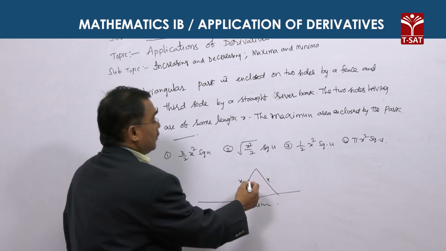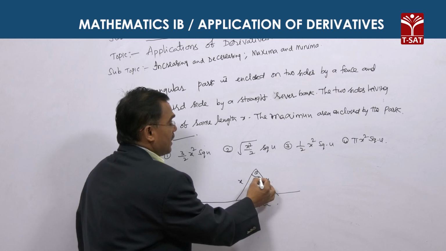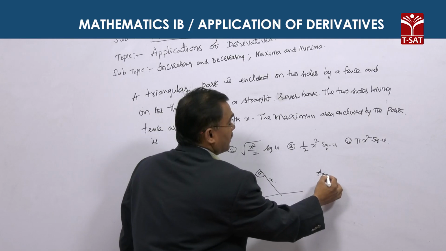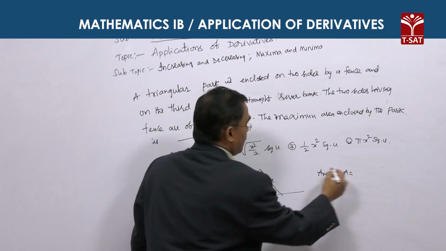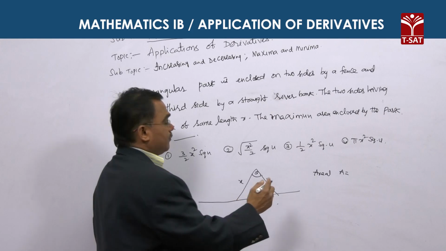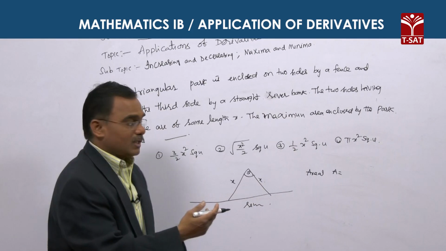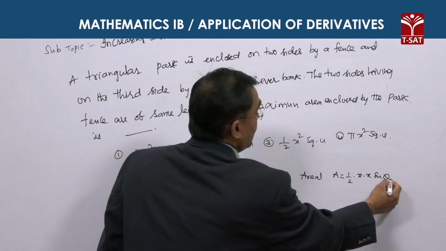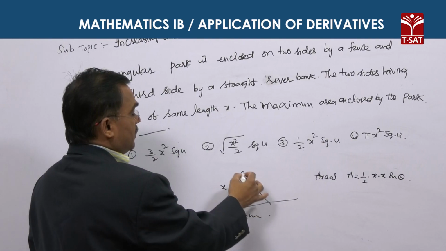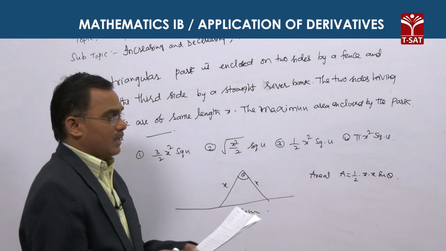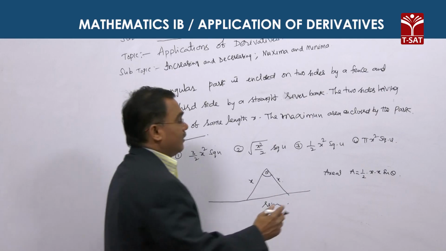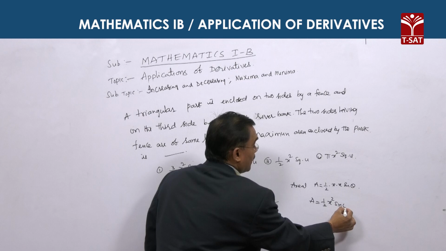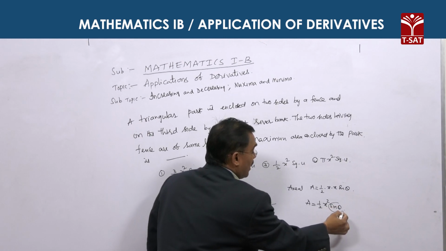Suppose these two equal fencing sides have an angle theta between them. Then the area of the triangle A is equal to one half times side A times side B times sin theta, where this side is A, this side is B, and the included angle is theta. Here both sides are x, so the area A is equal to 1/2 x square into sin theta. But we know that we want the maximum value.